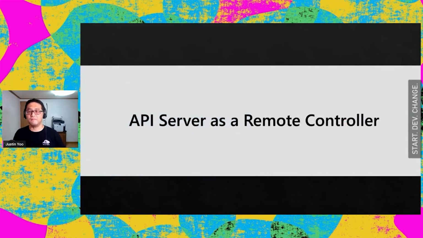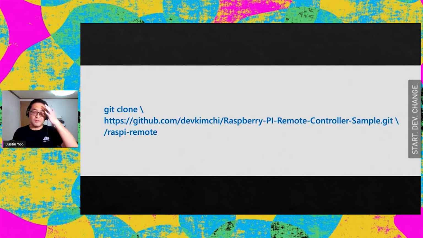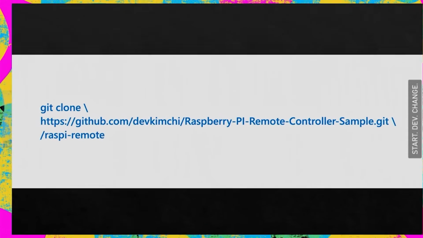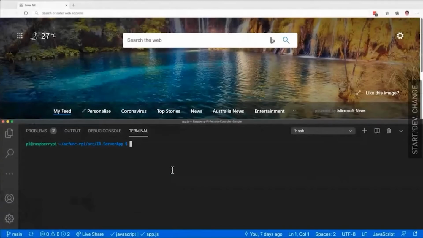So what if I build an API server within the Raspberry Pi to execute my command through an API from outside? That's the second step. Fortunately, it's super simple. There is already code on GitHub, so just copy that into the Raspberry Pi and run this command, npm run start. I will show you how it works.